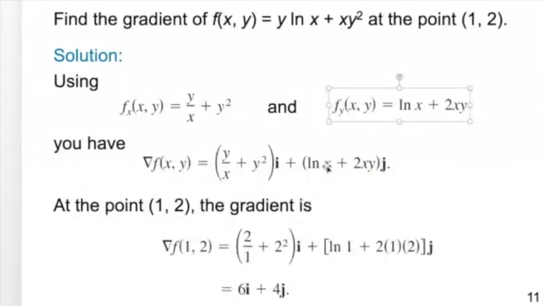We'll just go directly and substitute in the definition. And the last step is to substitute x and y by the given point: x equals 1 and y equals 2. So just substitute and do a simple calculation. You will get this vector. So the gradient of the function is represented by the vector 6i plus 4j.